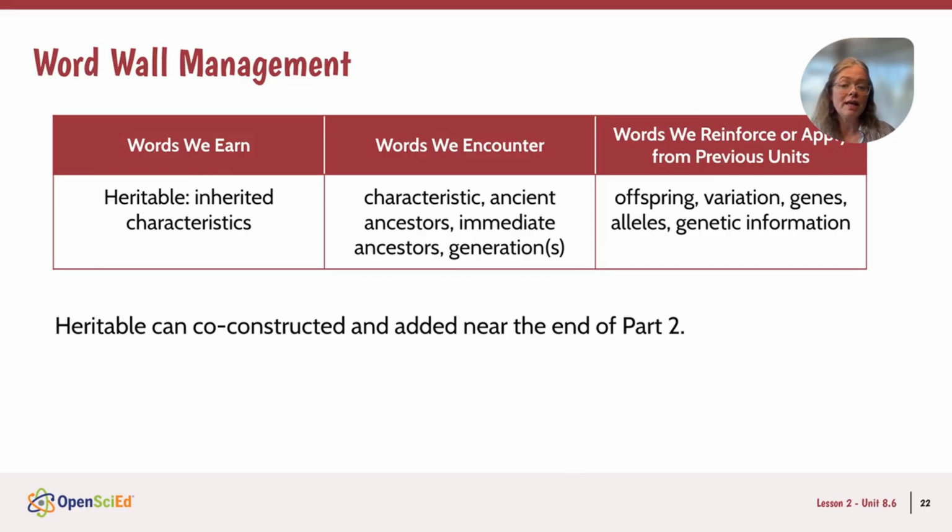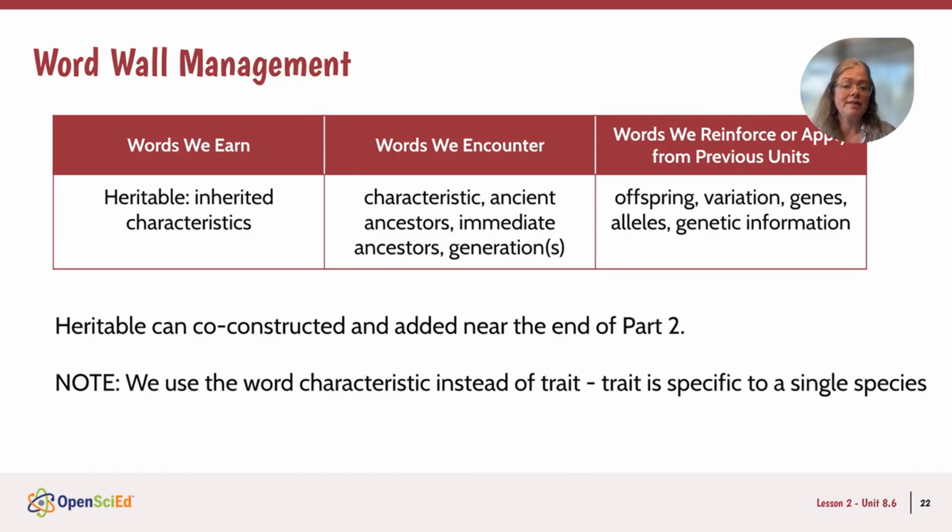Students will be earning the word heritable, which will be co-constructed and added near the end of part 2 as students are suggesting the kind of data that we want to evaluate in our investigation. We'll be encountering a variety of words, including the word characteristic. Note that characteristic is used instead of trait because technically a trait is specific to a single species.